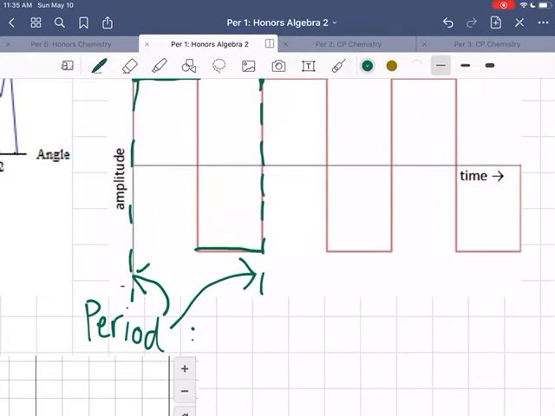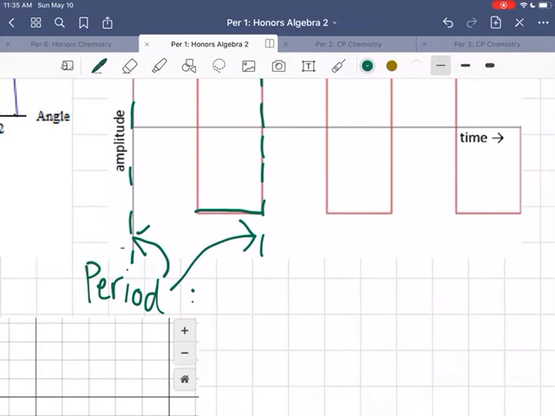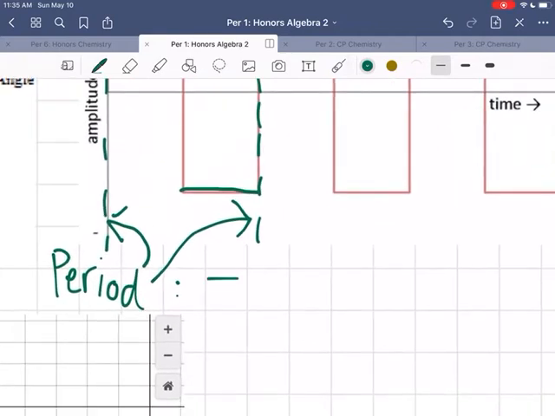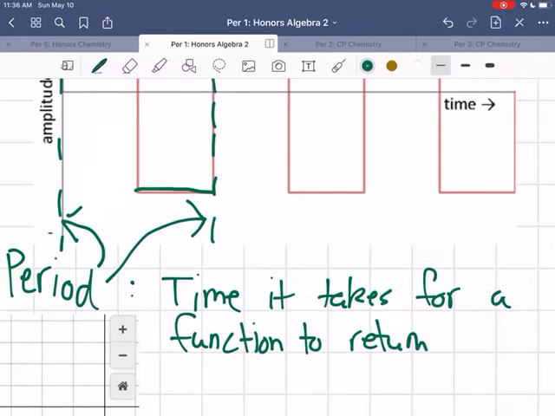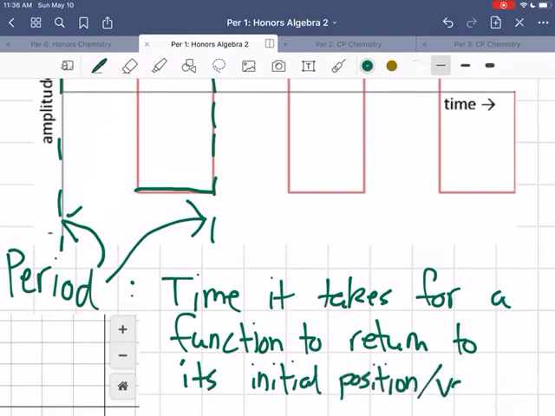So a period, we can put that into better words. It is kind of like your time it takes for a function to return to its initial position, or you could think about it as value.